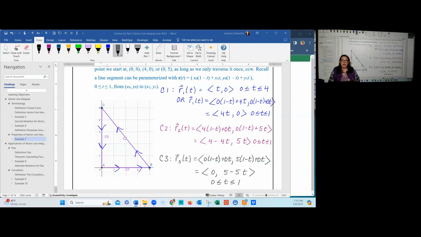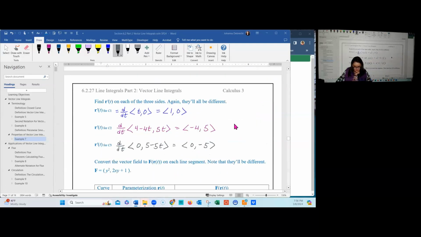R prime of t will be different for each of the 3 different parameterizations, and f of r of t will be different for each of the 3 different parameterizations. Pause the video to write down the derivatives with respect to t of each of the parameters, and then turn the video back on so we can compare. Let's take a look now at the derivatives.